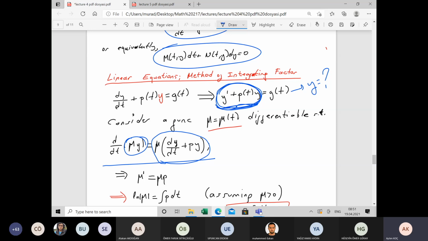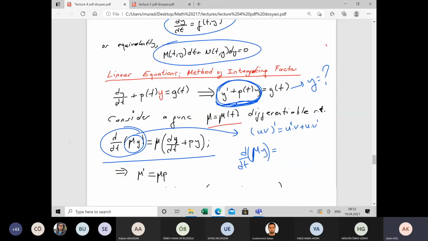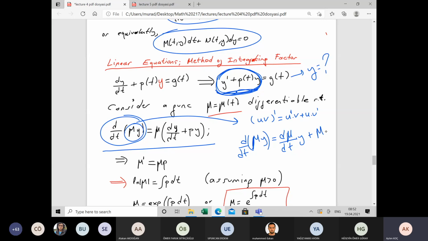This one is the product rule, the derivative of a product. What's the derivative of the product? We know from calculus that (uv)' is u prime times v plus u times v prime. Here, the product mu times y, d over dt means derivative with respect to t. So the derivative of the first one, d mu over dt times y, plus the first one times the derivative of the second one, dy over dt.